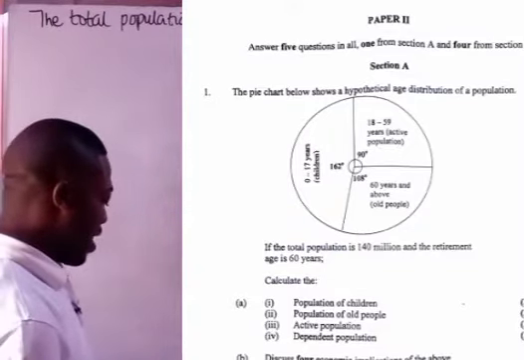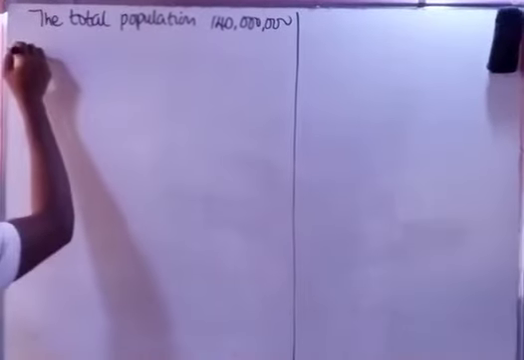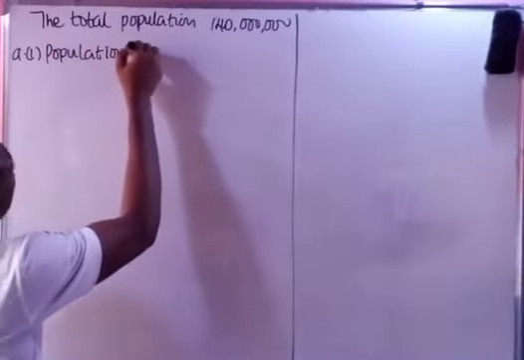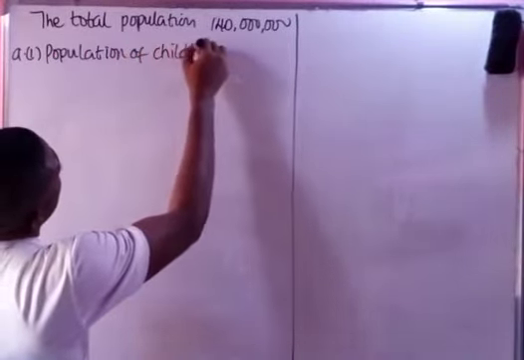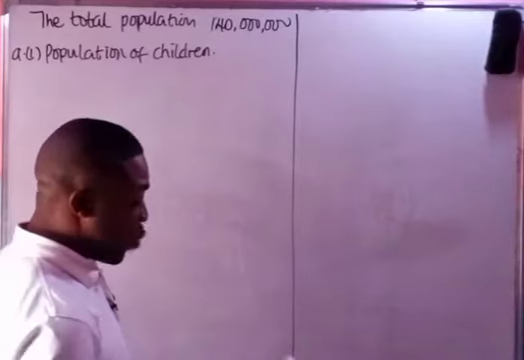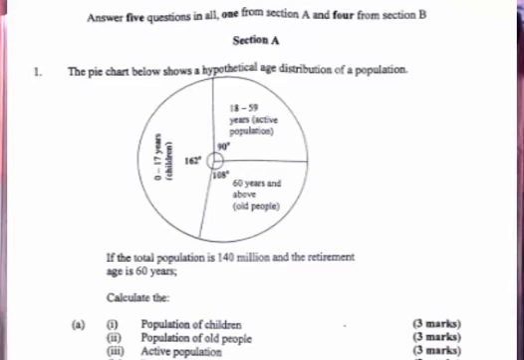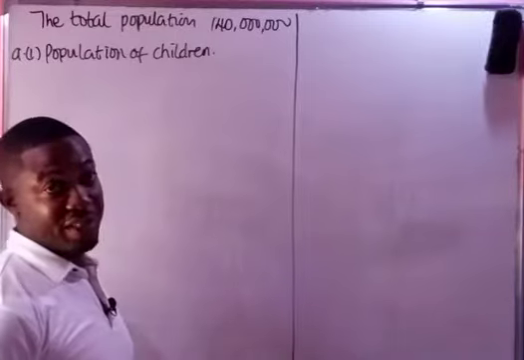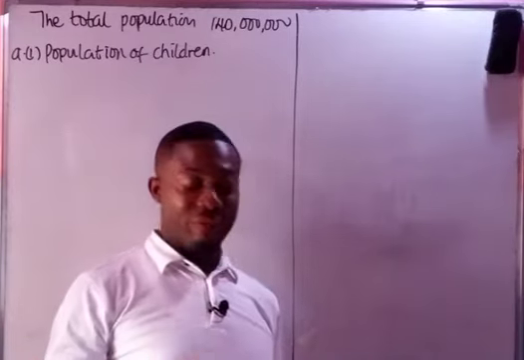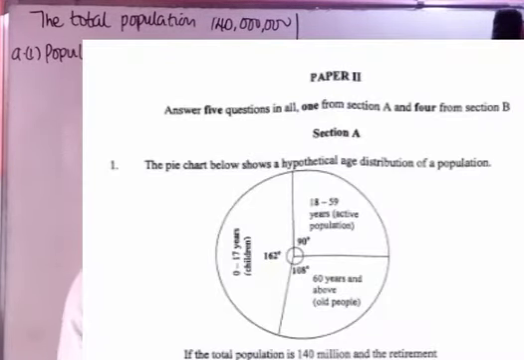It said calculate (a), the population of children. Before we can calculate the population of children, we have to check in the pie chart given what the range is. It says 0 to 17 years is children, and they give us the degree, that's 162 degrees. The total of the circle that relates to the degree is 360. So the children's section is 162 as shown there.